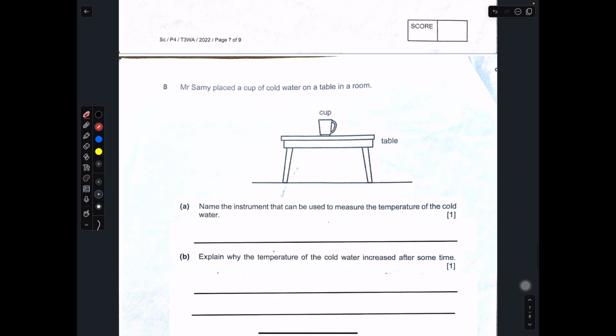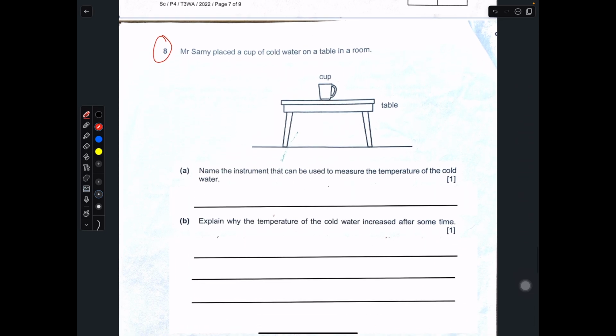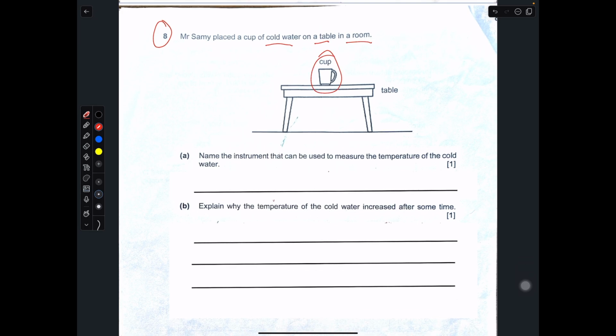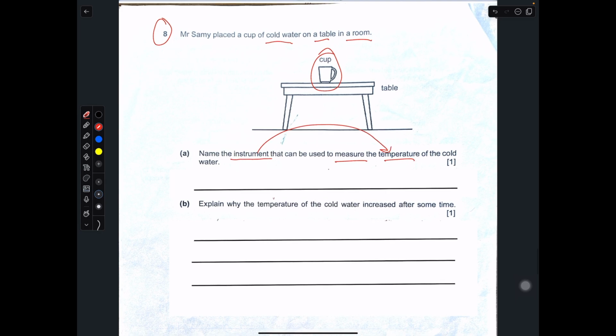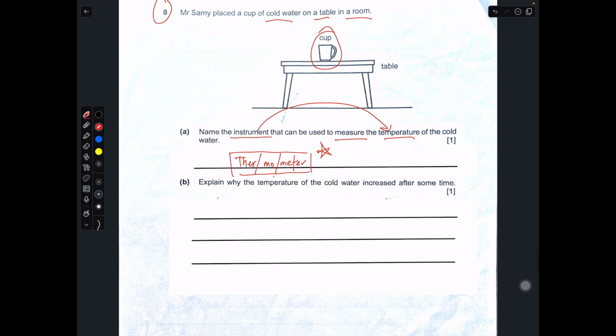Okay, Mr. Sammy placed a cup of cold water on a table in a room. So we have cold water placed on the table. Now we need to name the instrument that can be used to measure the temperature of the cold water. So this instrument will be thermometer. Okay, thermometer. This word has 3 or 4 syllables, so some of you may find it hard to spell, so you can break this up. You need to remember this, or at least you need to remember how to spell it.